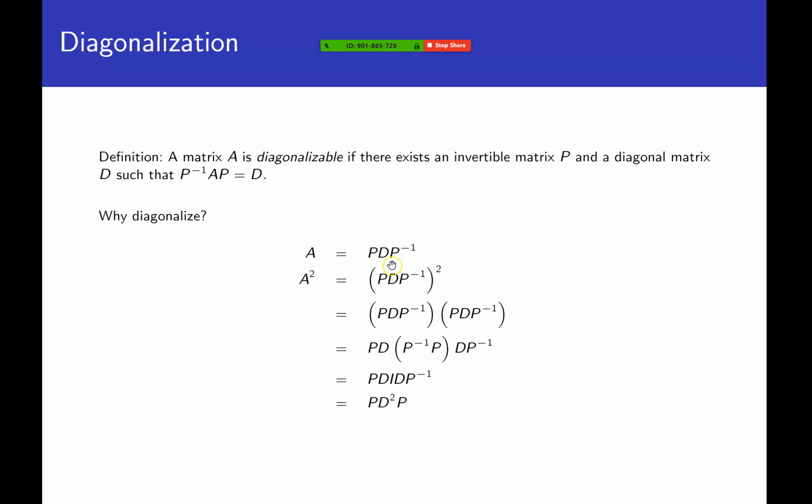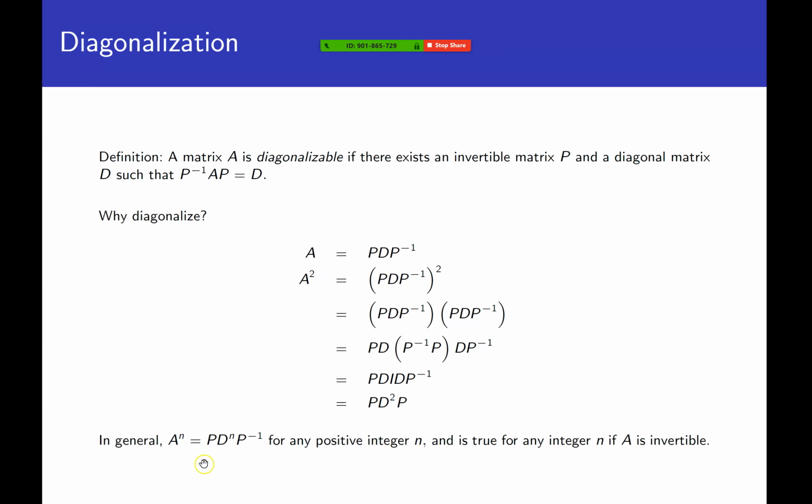So if we're able to diagonalize, I can make the power on the A go to the power on the D instead. And that makes life a lot easier, because when you do a power of a diagonal matrix, all you have to do is take each diagonal entry to the power, rather than having to do all of the lining up the rows with the columns and doing all those sums. So it makes life a lot simpler as far as doing powers.